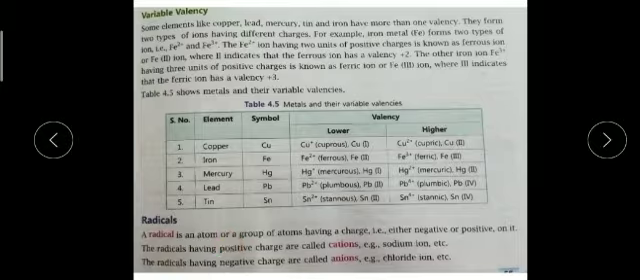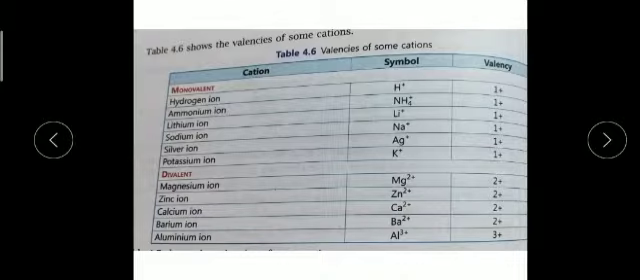So radicals. Now a radical is an atom or a group of atoms having charge. Some radicals are having unit positive charge and some are having negative charge. And how are these cations formed? When they donate the electron, remember. And how are anions formed? When they accept the electron. So remember these things. Then children, in the last page of this chapter, 2 tables are given. In this table they are showing the valency of some cations. Cation means they donated their electron. You can see all are having plus charges. Plus charge means they donated the electron and became cation.